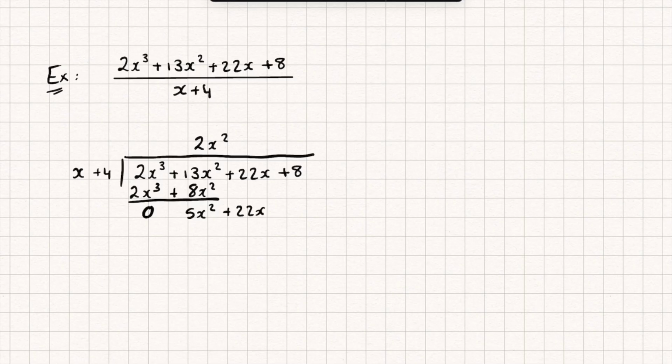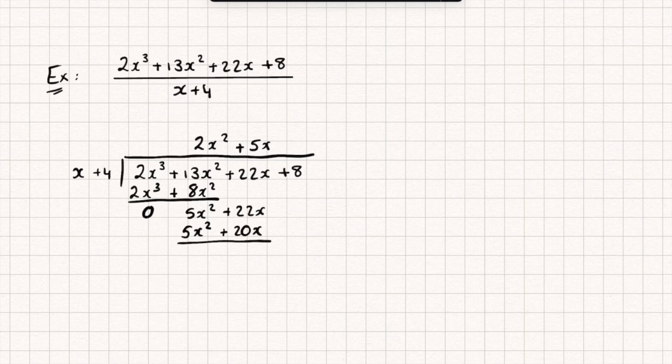We then repeat what we did before. We look at this term here and say, what do we need to multiply it by to take us to 5x squared? Well, that's just going to be 5x. So I write plus 5x up here, and then we multiply it out. x multiplied by 5x is 5x squared, so let's write it here, 5x squared. Then we do plus 4 multiplied by 5x, and that gives me 20x. So plus 20x, and we draw a line and then we subtract.